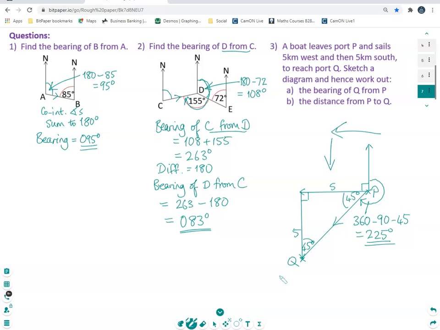So that's part A. And for part B, we need to work out the distance from P to Q. So we're working out the length of this side of the triangle. So PQ squared is 5 squared plus 5 squared. It's the hypotenuse of a right-angled triangle, so we can use Pythagoras. So that's 25 plus 25, which is 50. So PQ must be the square root of 50, which is 7.07 or approximately 7.1 kilometers.